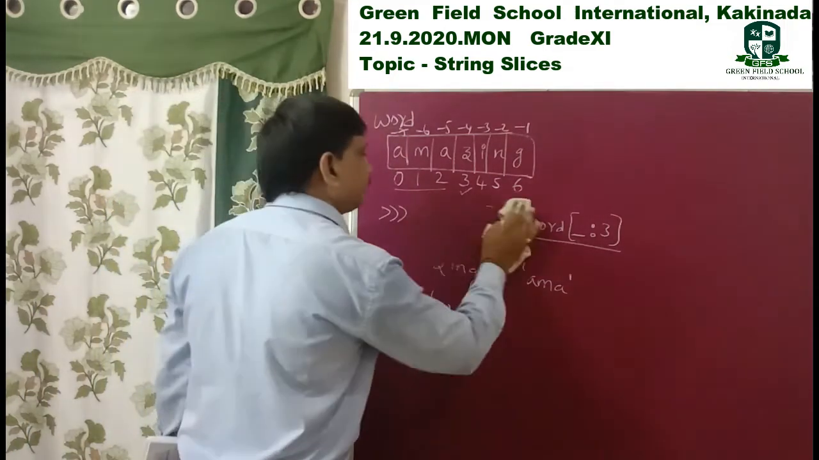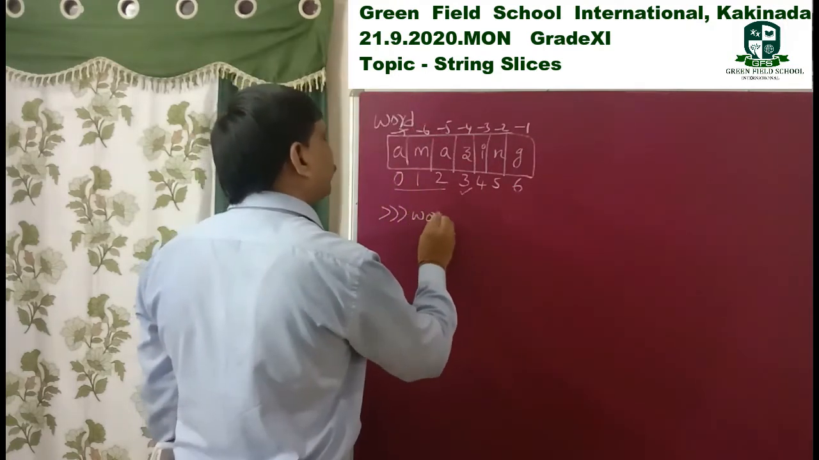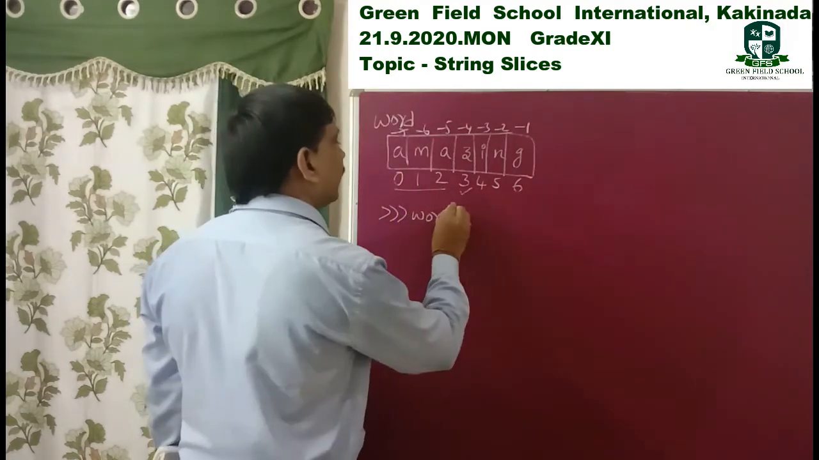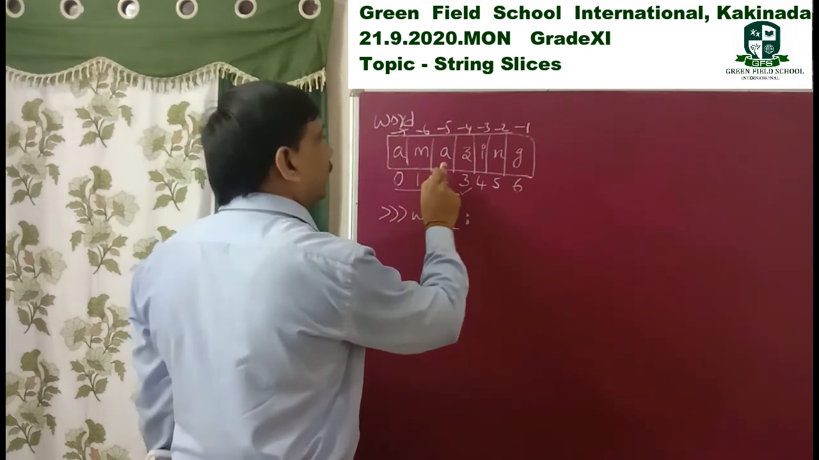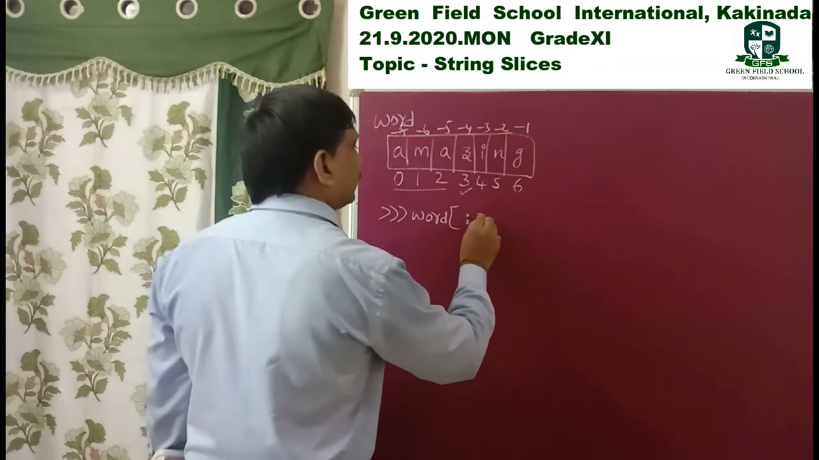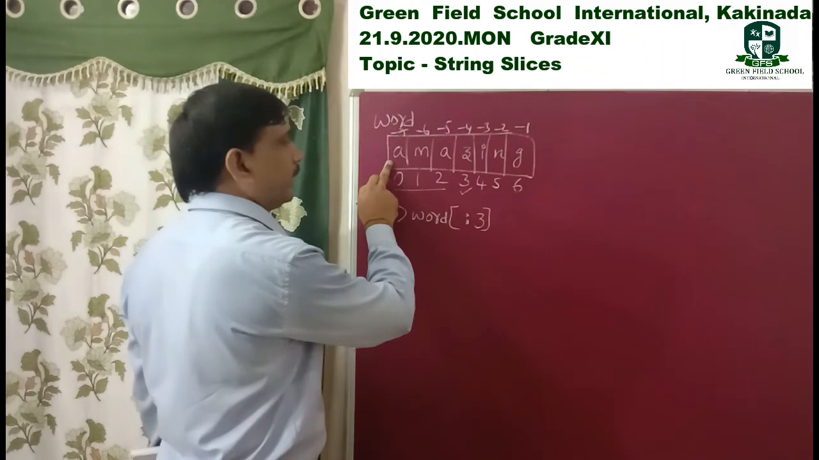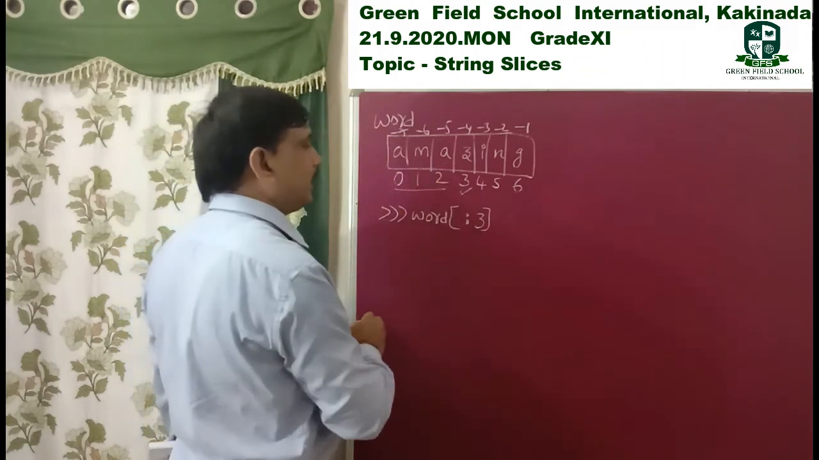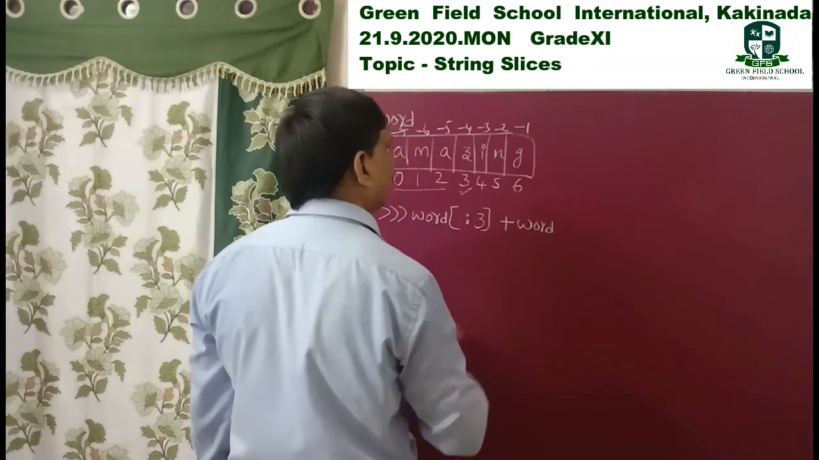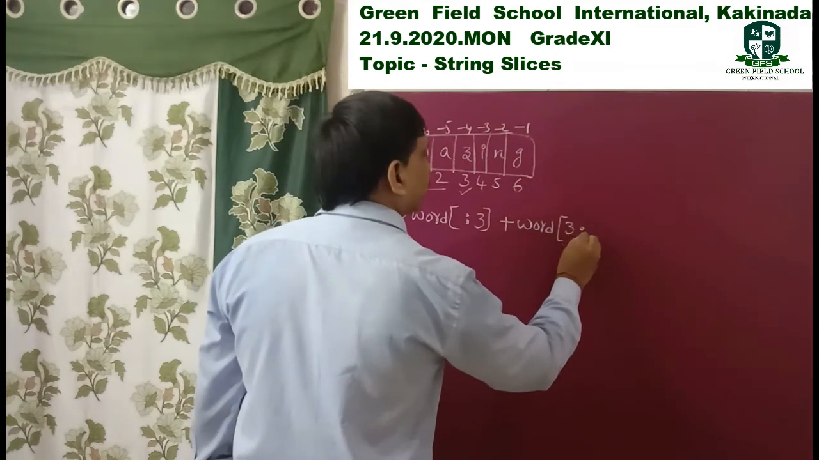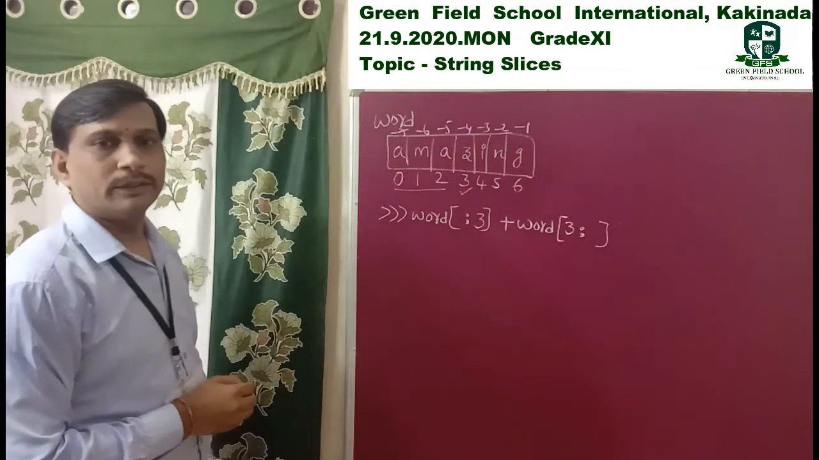Right here, word of. I do not specify the lower bound here, I specify 3. So I do not specify the starting, up to 3 I specify. Then I specify here word of, where the starting value is specified but the ending value is not specified. Then what will happen?